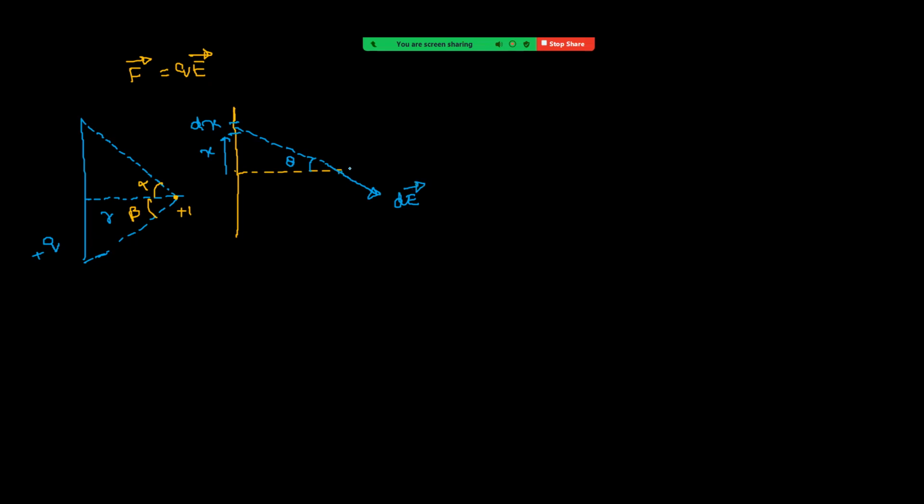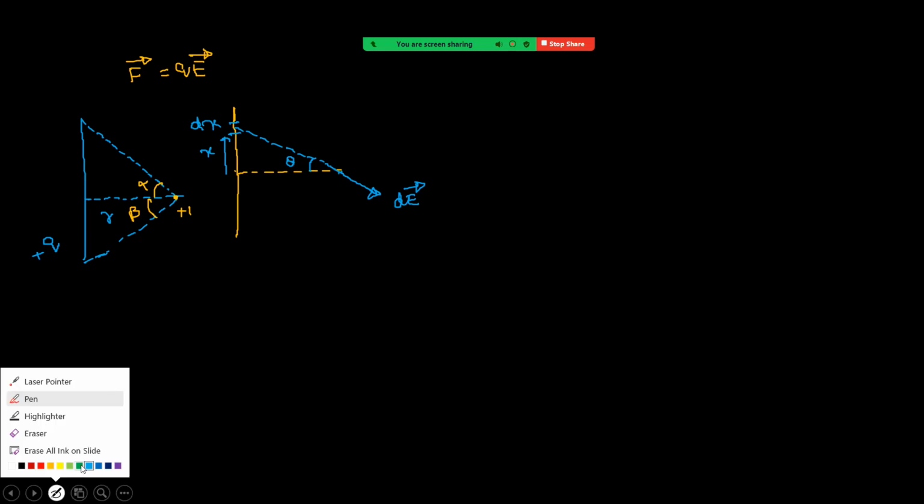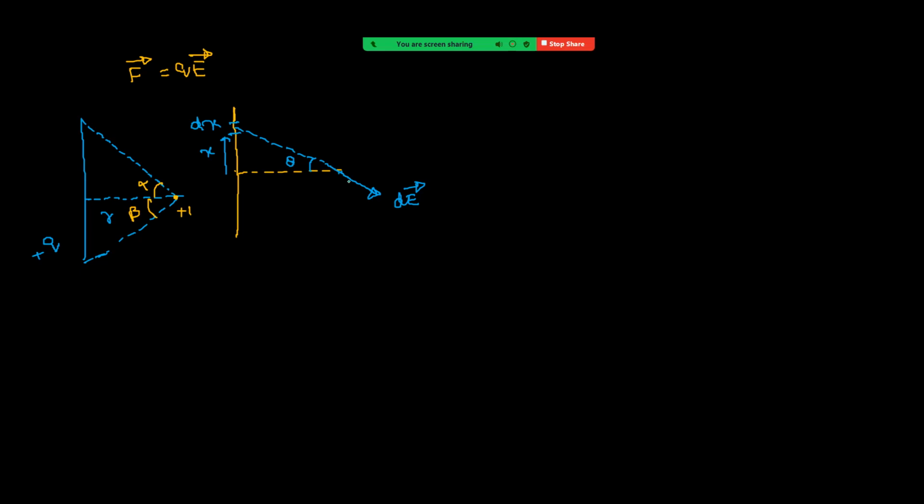Let us take two components for this. One is normal to that wire. The other one is parallel to the wire. This is theta, this also theta. So this becomes dE cos theta, and this becomes dE sin theta. And the value of dE, how much?